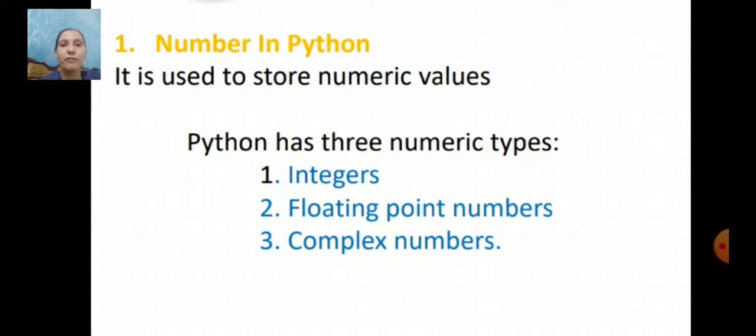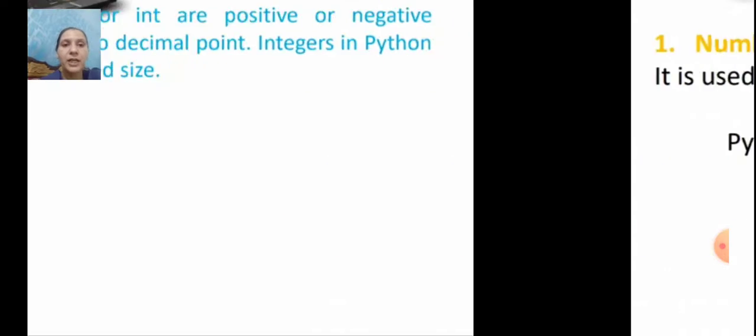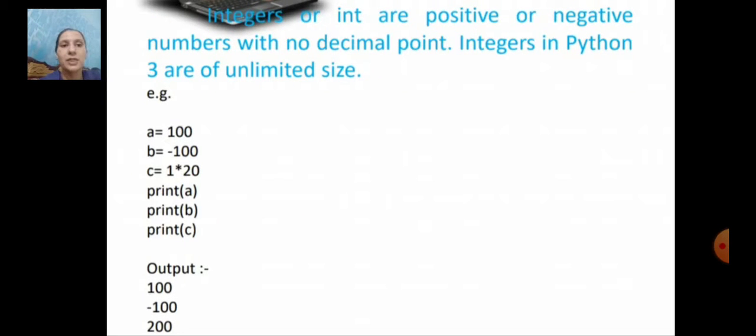Now the first data type is number in Python. A number data type is used to store numeric values, and Python has three numeric data types. First is integer, second is floating point number, and third is complex number. First is integer. Integers, or int, are positive or negative numbers with no decimal point.